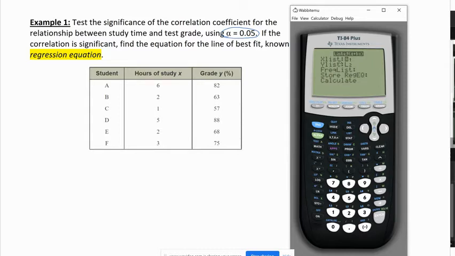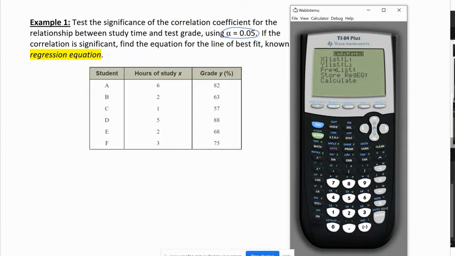And so my X values are in list 1. My Y values are in list 2. We don't need anything from the frequency list. And then this step here, storing the regression equation, is not required, but it will save you some time and accuracy by storing the regression equation in the y equals menu so that you don't have to type it in to graph it.